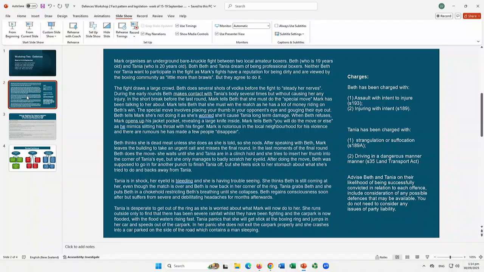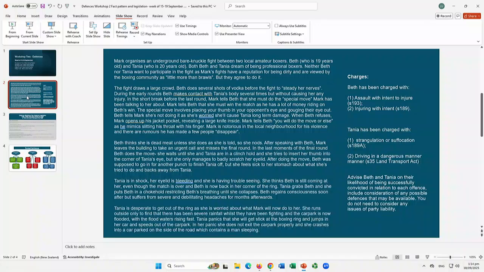So she thinks, the description is, she thinks she's dead meat. She doesn't want to do it, but she gets back into the ring and she tries to perform the move. It doesn't really work. She ends up scratching the eyelid of the other person, causing it to bleed. At that point, she's supposed to go in for another punch, which she doesn't do. She feels terribly sick about what she's done, and she backs away from her.